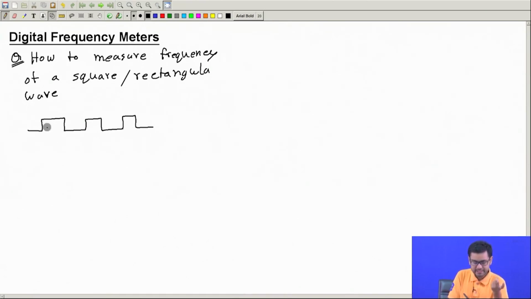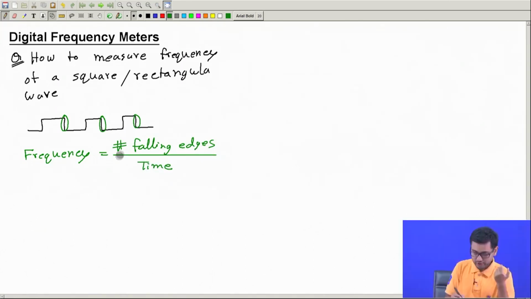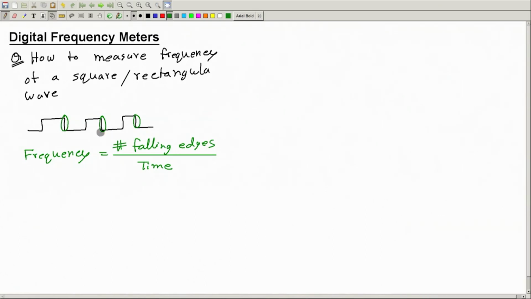What is frequency? Frequency is nothing but the number of complete cycles per unit time, right? So that is equivalent to the number of these positive edges or these negative edges that occur per unit time. For example, if we count the number of negative edges per second, that will give us the frequency. So frequency is nothing but the number of falling edges per unit time. So basically what we have to do is count the number of these edges within a given amount of time. Okay, how do we do that?